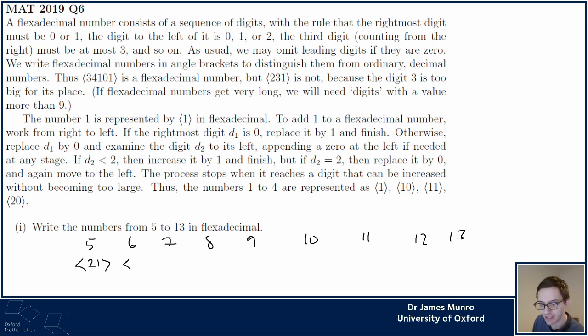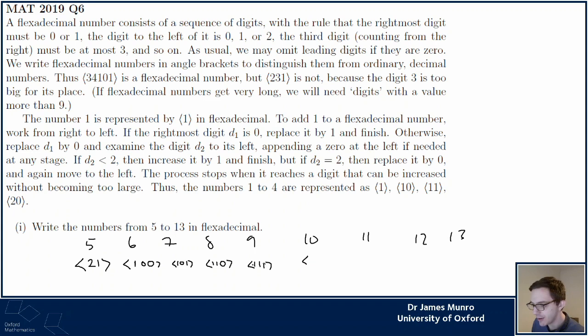This number's a bit different because I want to add 1 here. So I'll write 0, carry the 1. I'm not allowed to write 3 here, so I'll write 0 and I'll carry 1 over. Okay, but then 7 is 101. 8, I'm not allowed to write 2 in this place, so I'll carry 1 over. 9, I'm going to just write 111.